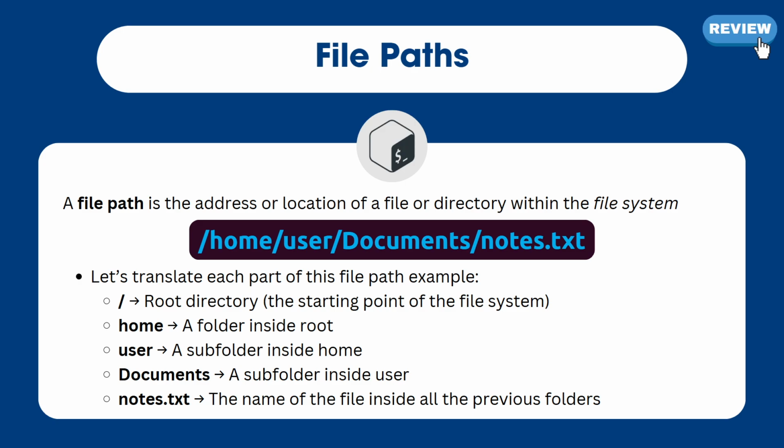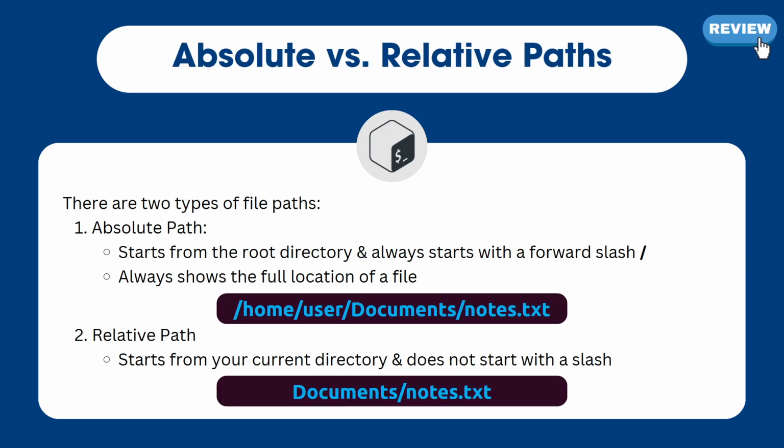The next folder is home, next folder is user, next folder is documents, and then inside the documents folder, we have a file called notes.txt. How do I know it's a file? Because it has a file extension, that .txt, PDF, PNG, whatever that file type is, it's always going to be denoted by that file extension.